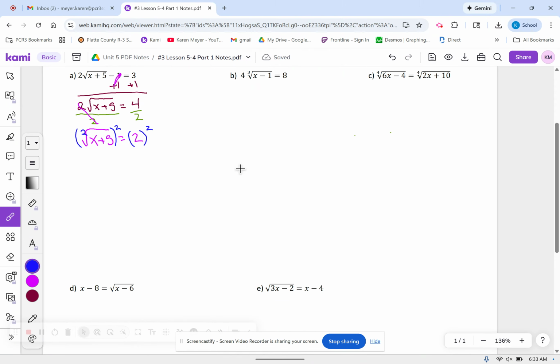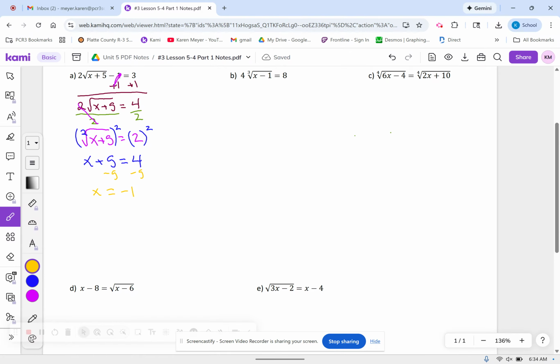So then the power of 2 and the index number cancel out, which just leaves me with x plus 5 on the front side. Equals, and then 2 squared is 4. Now solve this like a regular equation, so subtract 5, and x equals -1.